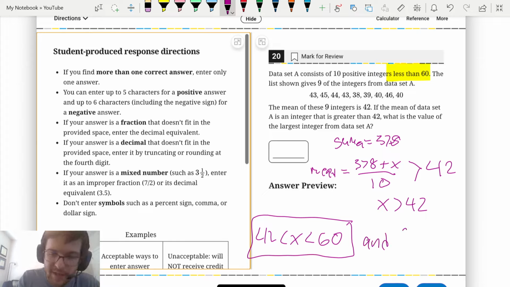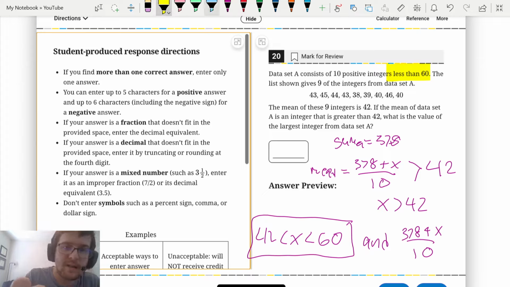And the mean, 378 plus x over 10. It says that the mean, this is really important, if you miss this, you can't answer it: the mean is an integer. So the mean must be a whole number as well. So you can just guess and check.